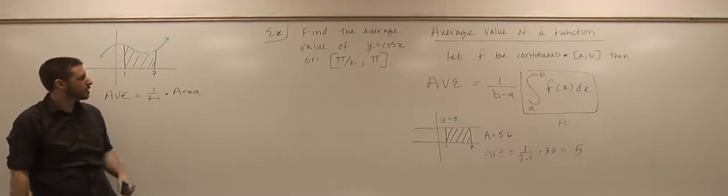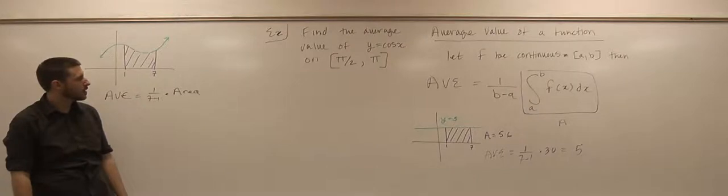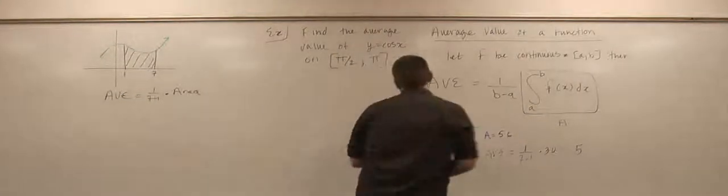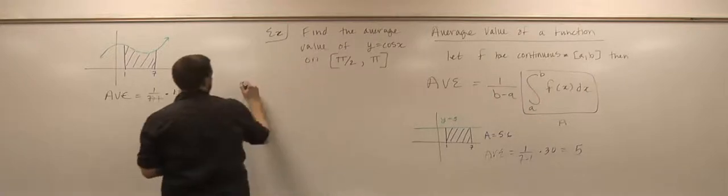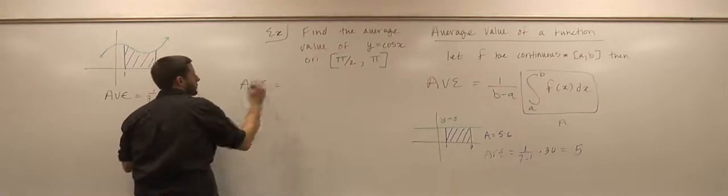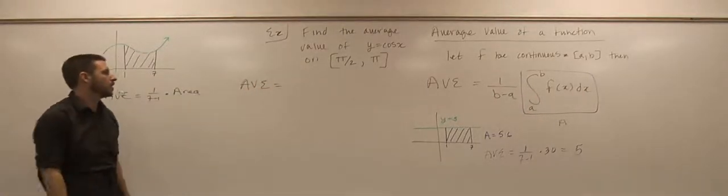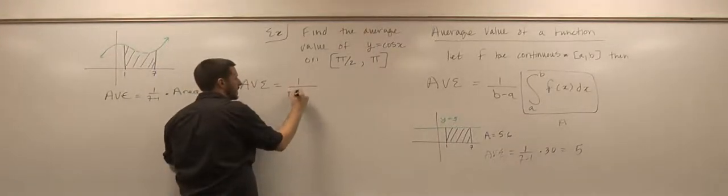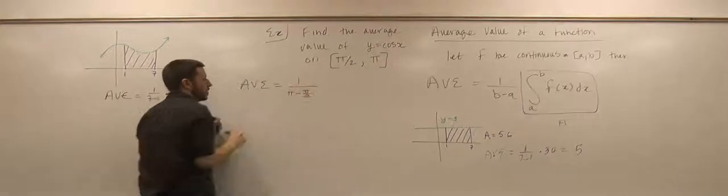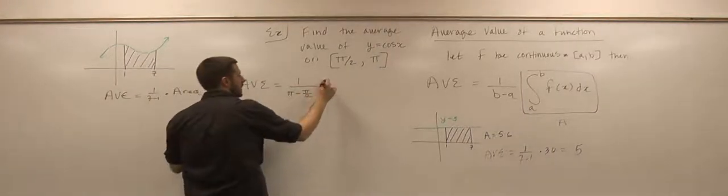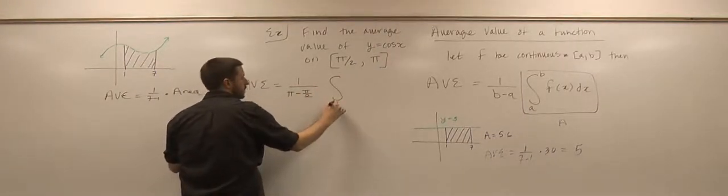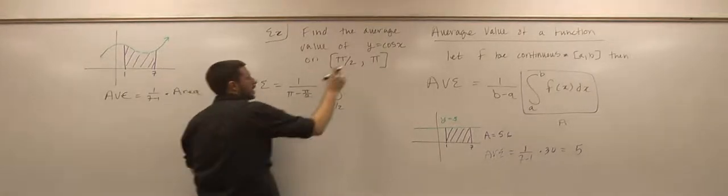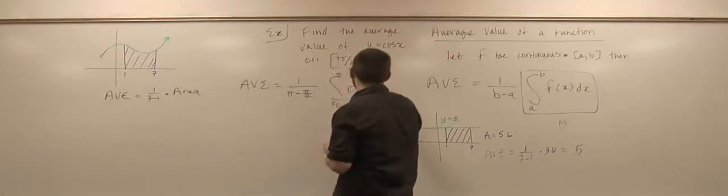So what do you think? How can we set this up? My average value is going to equal what? 1 over b minus a. So 1 over pi minus pi over 2 times the integral from pi over 2 to pi of the function.